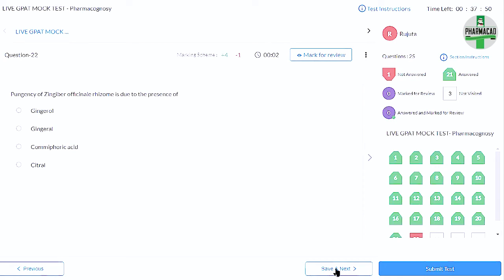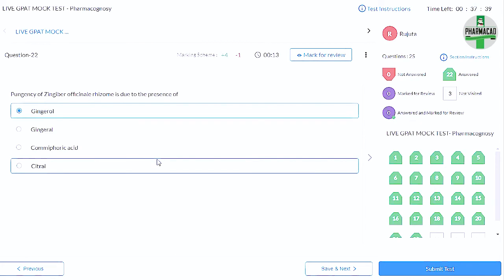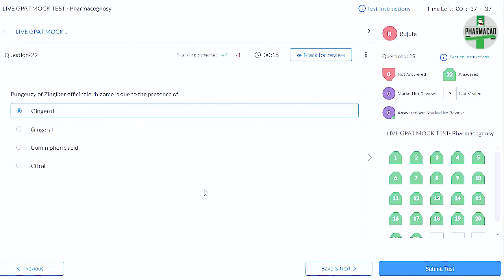Okay, pungency of Zingiber officinale rhizome is due to the presence of what? Gingerol. Okay, gingerol. So in this, gingerol is the answer.